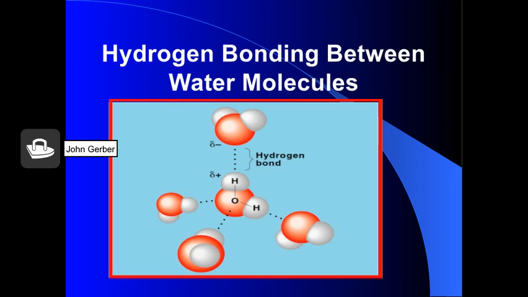The polar nature of water creates something we'll call a hydrogen bond. This is the attraction between the positively charged hydrogen of one molecule and the negatively charged oxygen of another molecule. This hydrogen bond is a relatively weak bond, but holds water together. Water loves water.